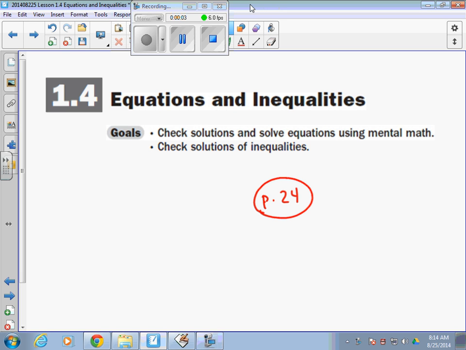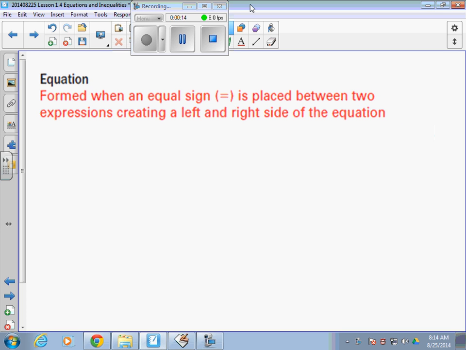Okay, this is Algebra 1, Section 1-4. We're doing mental math to determine if equations and inequalities are true. We're checking solutions of them. Begins on the text on page 24. Handful of definitions to start.